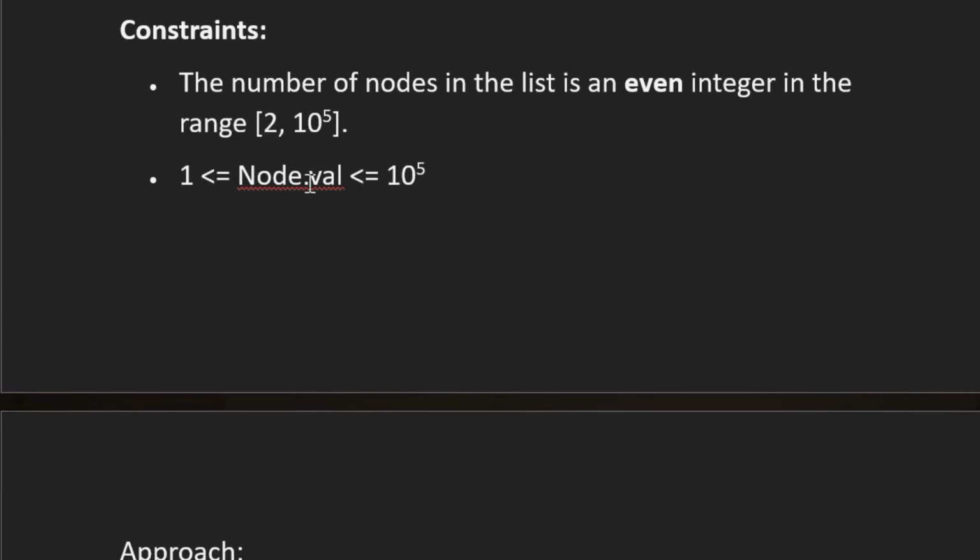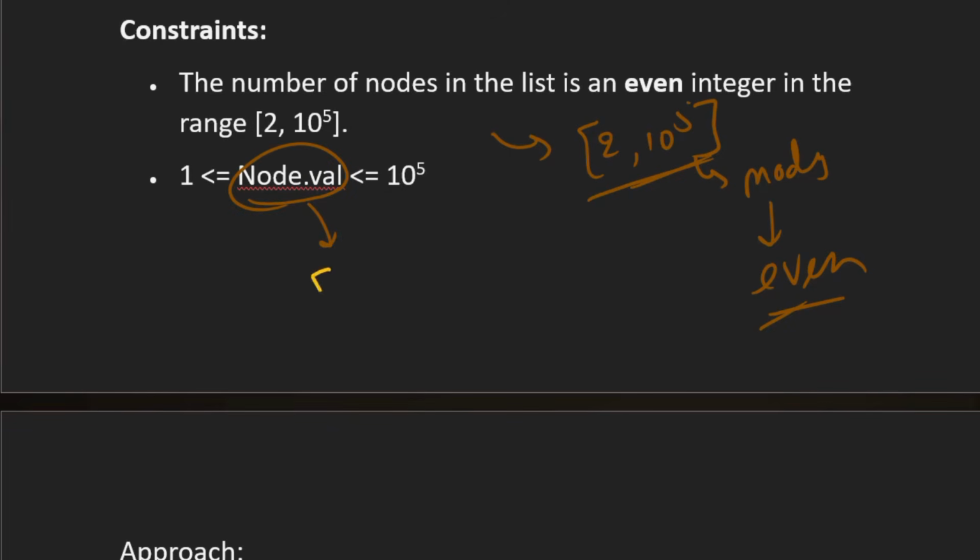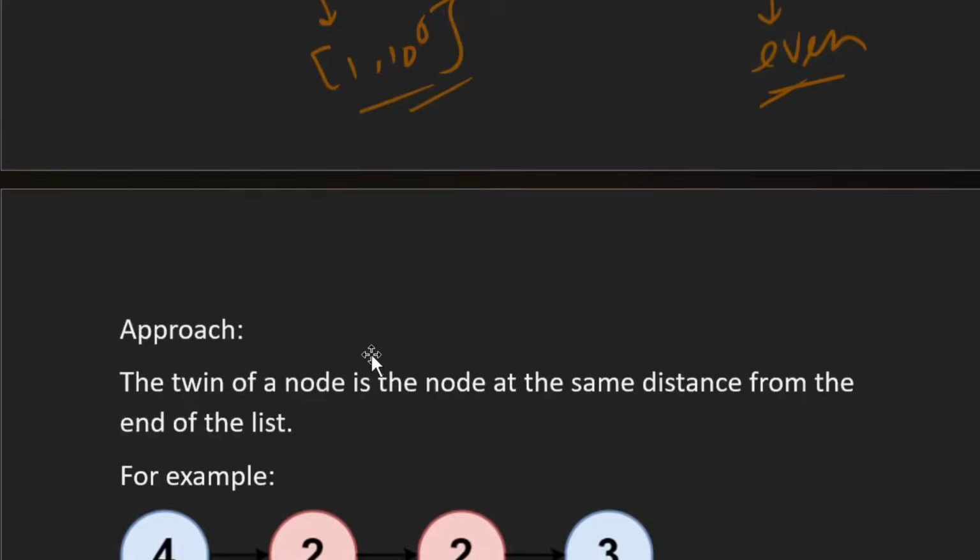So let's see the constraints. We can have from 2 to 10 to the power 5 nodes, and the number of nodes is even, and each node can have a value from 1 to 10 to the power 5, right? So let's move to the approach part.